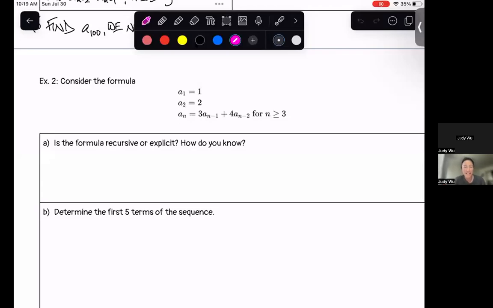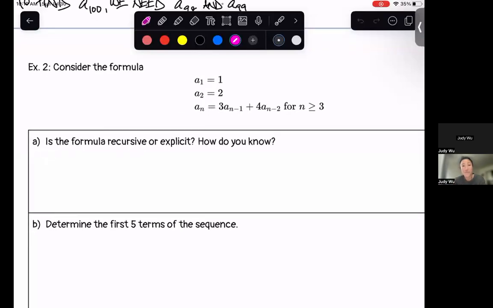Hi folks, welcome back to 11.1, sequences and their notation. And in this video, we're going to take a look at some more examples. So let's get started. Example 2, consider the formula.